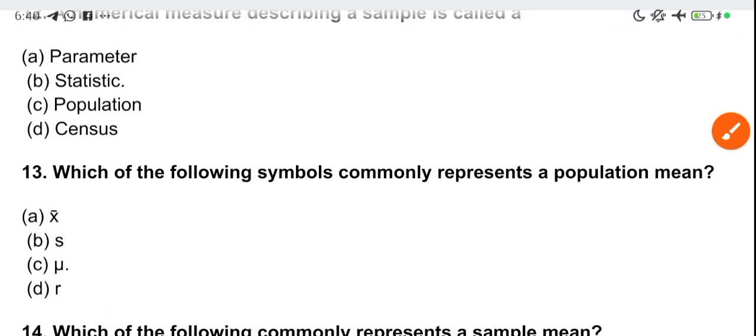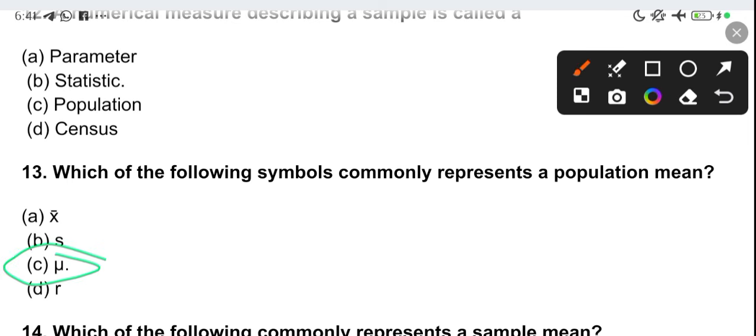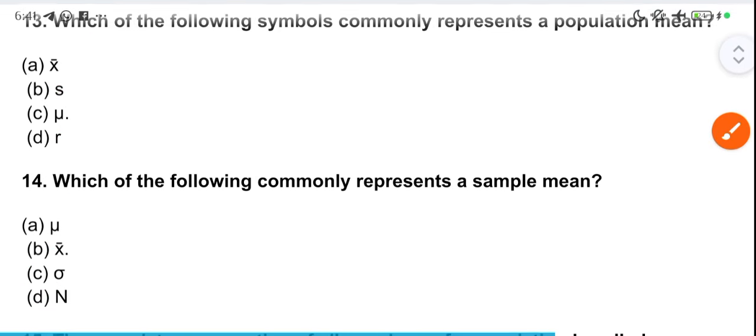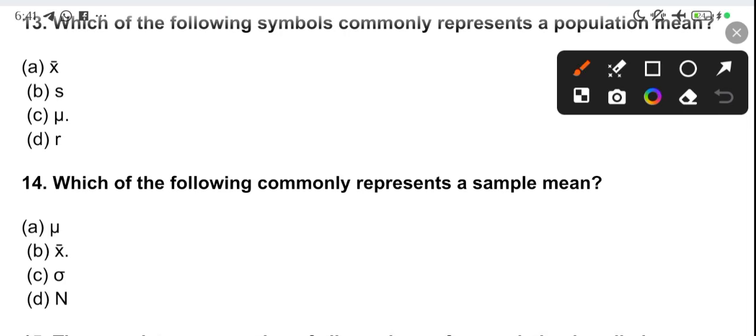Which of the following symbols commonly represents a population mean? Population mean, it is this symbol. Please take note, you can mistake it for this symbol. These are questions that you will most likely come across, questions that are very, very tricky. So when some of you see mean, you just go and pick E. Please take note of option C. Which of the following commonly represents a sample mean? The answer for sample mean is here. Remember, we started by saying population is different from sample. So always read your question. Is it population you are talking about, or is it sample you are talking about? These two things you must take note of.